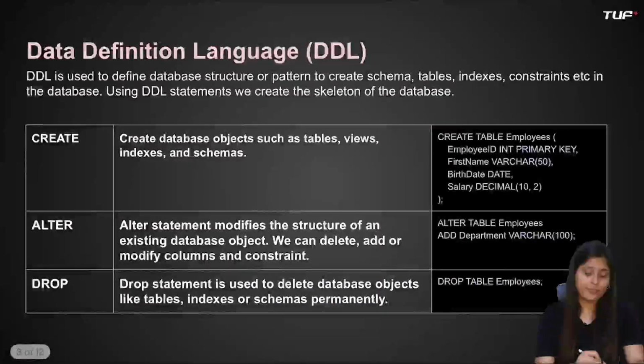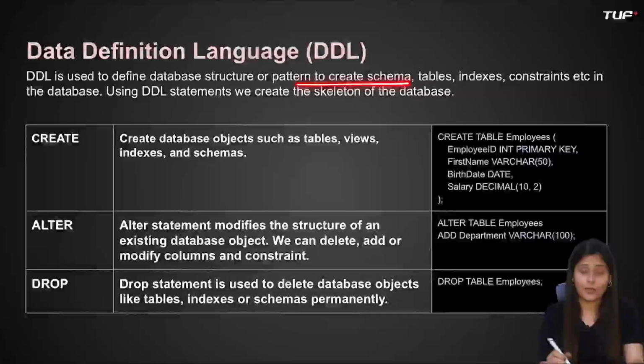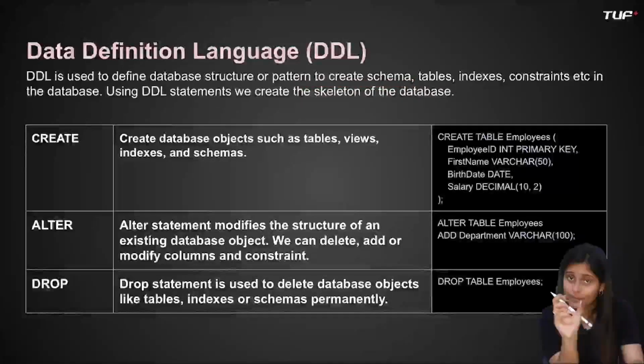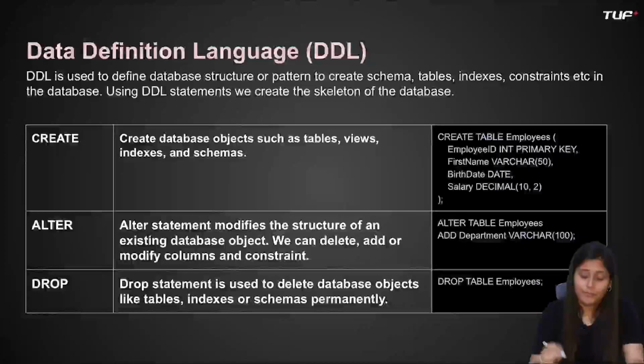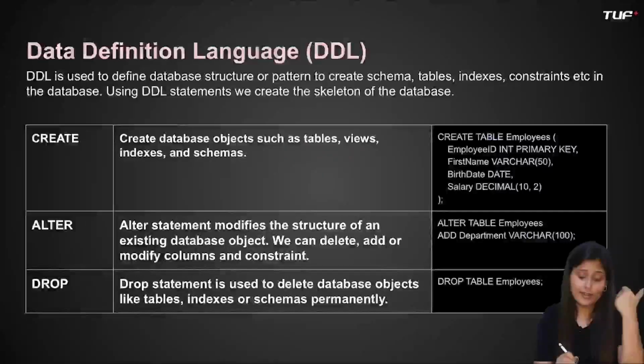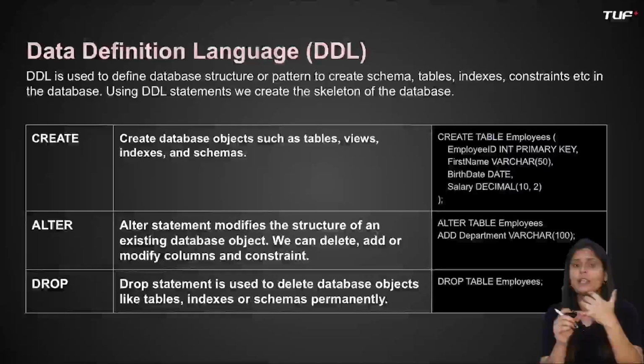So let's start with the definition language first. DDL actually defines the database structure or pattern. Basically it defines the structure or schema of the database, like indexes, tables, constraints, etc. in the database. We will be using the create command. The create command we use to create database objects such as a table, view, index or schema. So here, instead of only creating the table, we can also create views and indexes in the database.